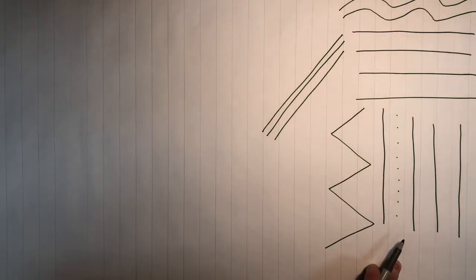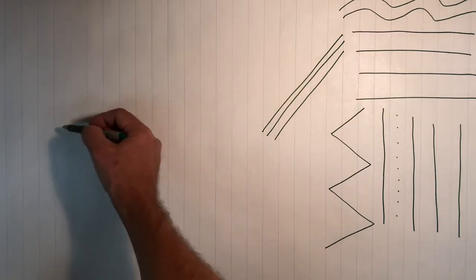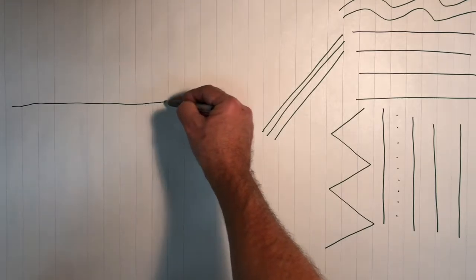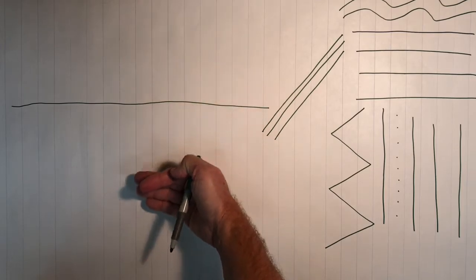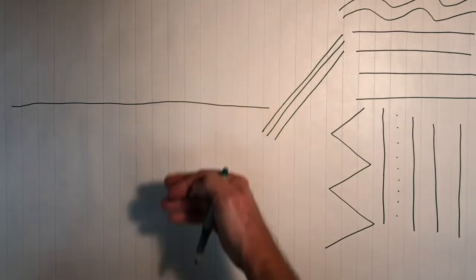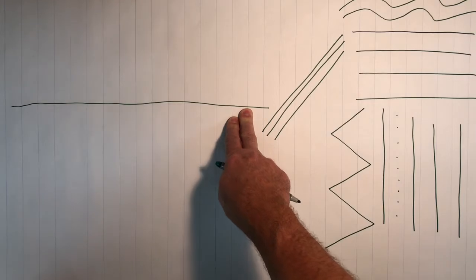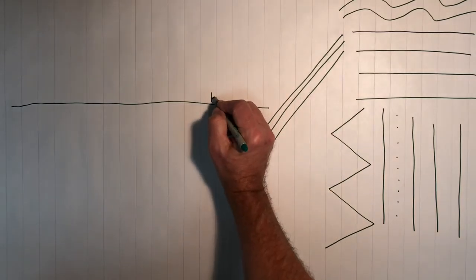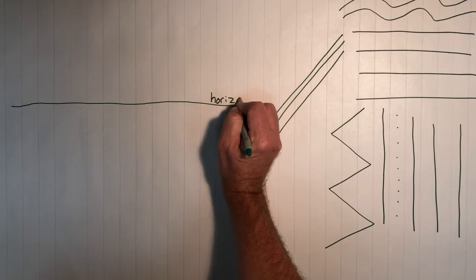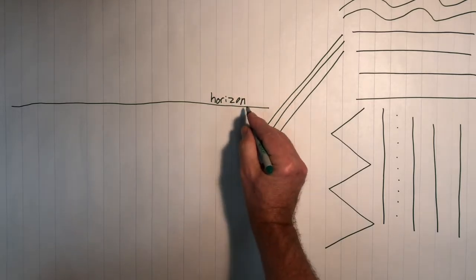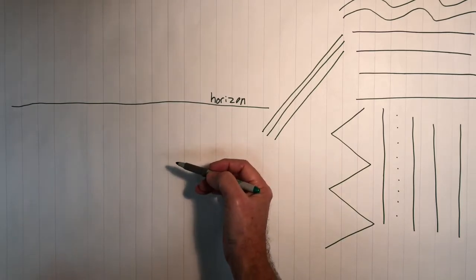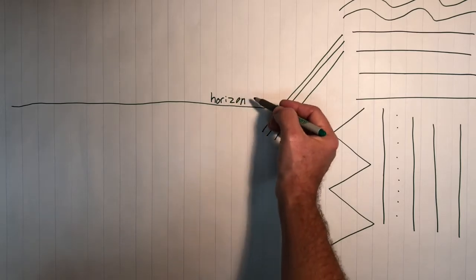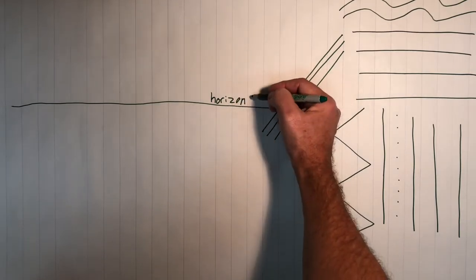But what can we do with all these lines? We have to put them together to make a picture. So I'm going to start with one horizontal line, and that's going to be where the ground meets the sky, and artists have a name for this. It's called a horizon line. And horizon is part of the word horizontal. So on the horizon line is where things that are far in the distance will sit.